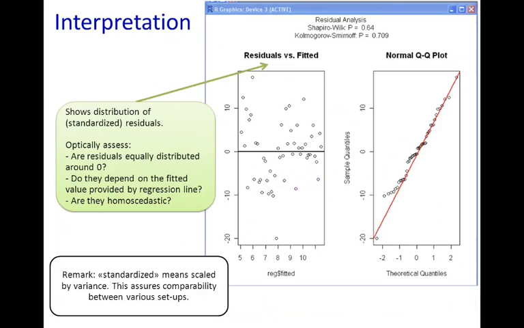The residual plot, again summarizing, we see the distribution of standardized residuals. This is a small remark we just make here. Standardized means that we scale the residuals by their variance, allowing us to assess them more precisely, mathematically speaking. We can assess whether the residuals are equally distributed around zero, whether they depend on the fitted value provided by the regression line, meaning that they may make something like this, and if they are homoscedastic, meaning that the variance is always around the same and not something like this.